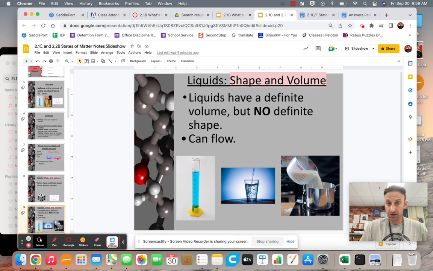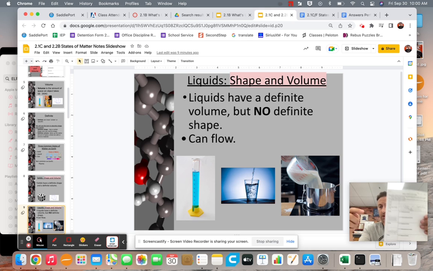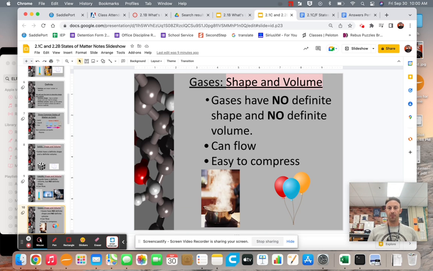Now, liquids are interesting because liquids have a definite volume. When pouring water in the What's Up with Matter lab from one graduated cylinder to a beaker, it had the same volume. So it has a definite volume, but it has no definite shape. It can take the shape of whatever container you pour it into because liquids can flow. And remember, as you're writing in this section, you're only writing in 2.1C right now.